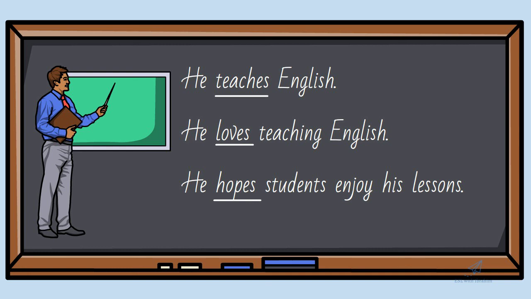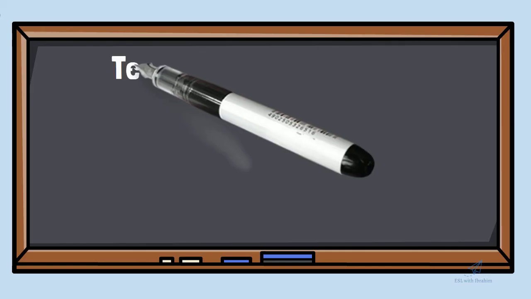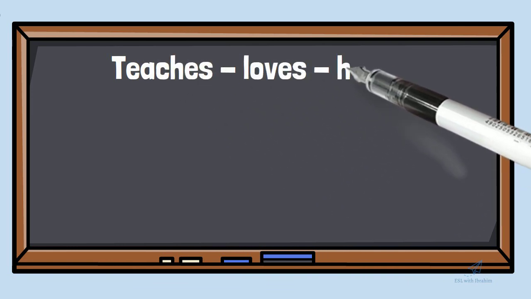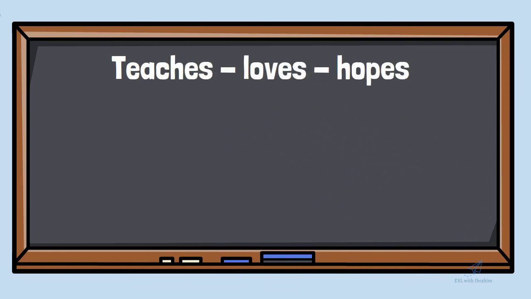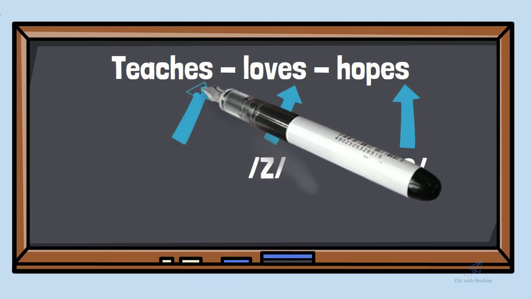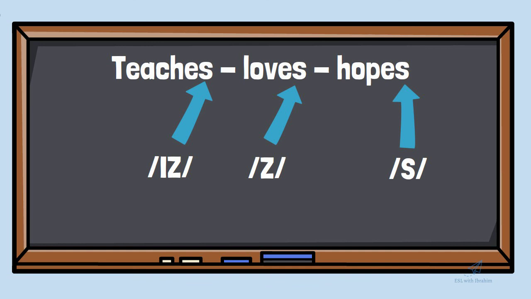The pronunciation of the final S varies according to the final sound of the base form. This might sound confusing, but we do this to make speaking easy and smooth. There are three options when it comes to the pronunciation of the third person S. The final S or ES can be pronounced as /s/, as in hopes, or /z/, as in loves, or /iz/, as in teaches. We choose the appropriate pronunciation based on the sound at the end of the verb.